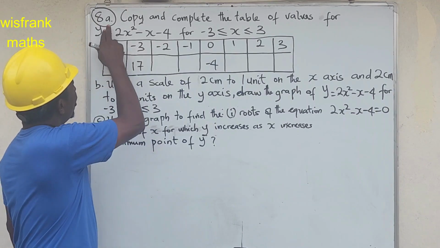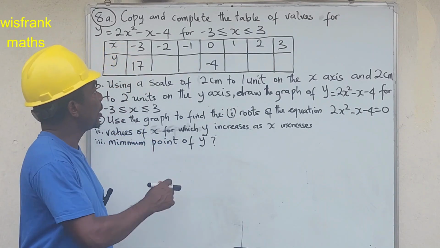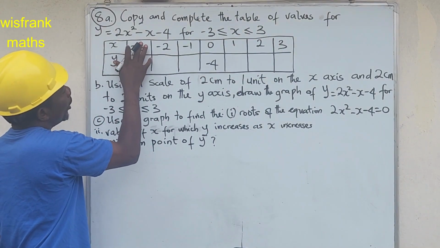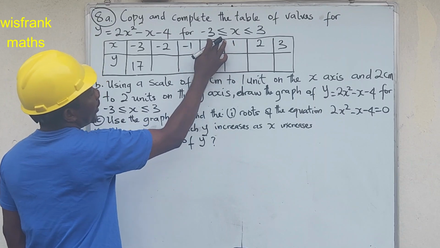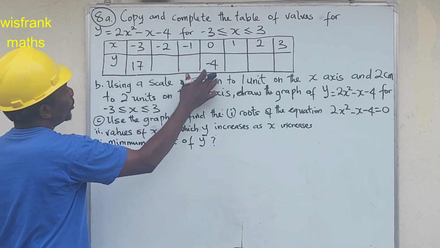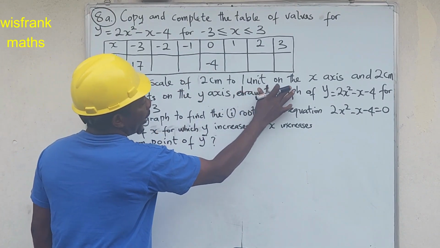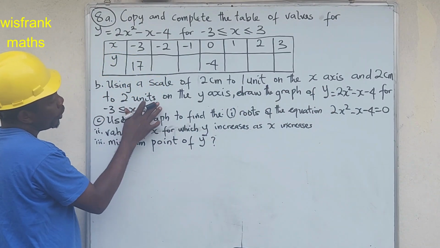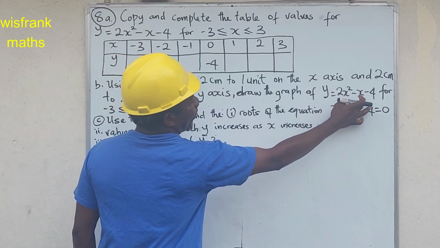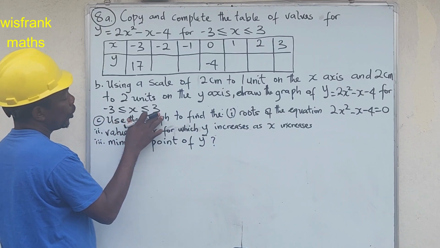Today we are looking at question number 8 from the 2023 June WASSCE core mathematics examination. It says: copy and complete the table of values for y = 2x² − x − 4 for x greater than or equal to −3 and x less than or equal to 3, and this is the table for that equation. B, using a scale of 2 cm to 1 unit on the x-axis and 2 cm to 2 units on the y-axis, draw a graph of y = 2x² − x − 4 for x greater than or equal to −3 and x less than or equal to 3.